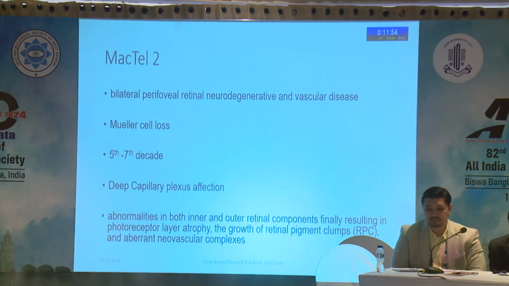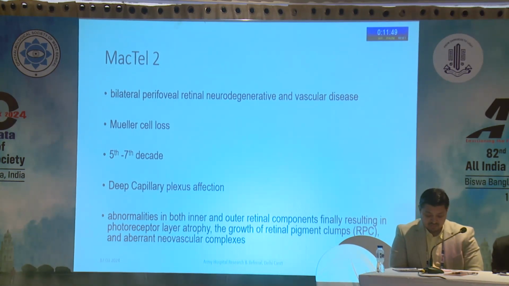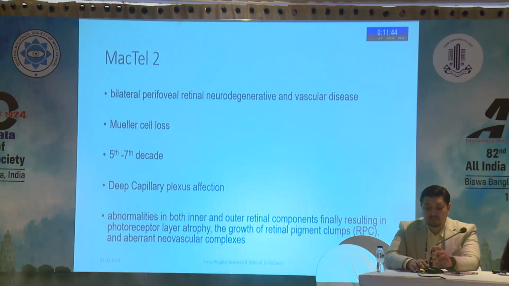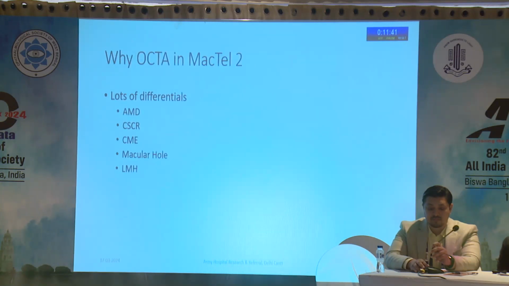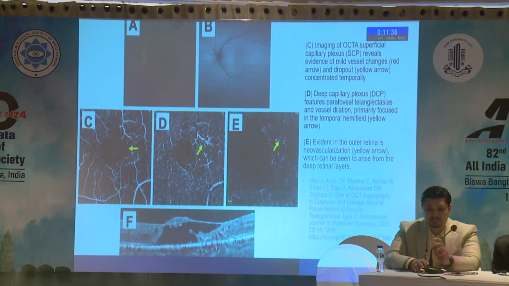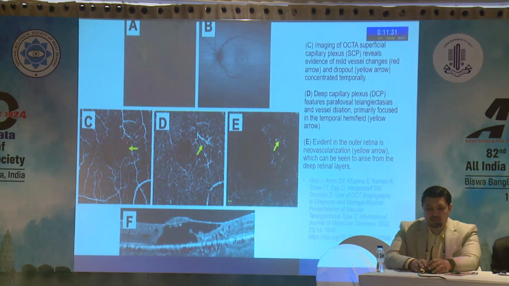So it's a disease which is bilateral, perifoveal, neurodegenerative and vascular, occurs because of Mueller cell loss, predominantly in the 5th and 7th decade of life, and has deep capillary plexus affliction. So there are a lot of differentials which I'll discuss with case examples. Normal OCTA has been discussed. Now what we know is the changes in the superficial and deep capillary plexus, more so temporally, are evident with capillary splaying and capillary dropout areas. So these two terms are important to remember.